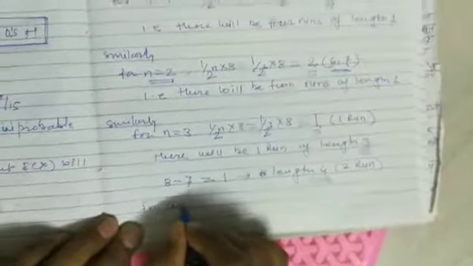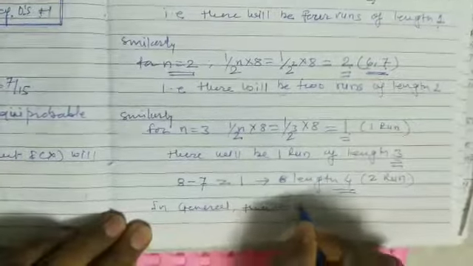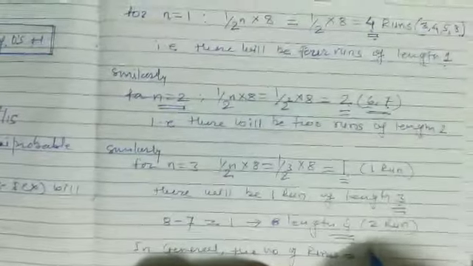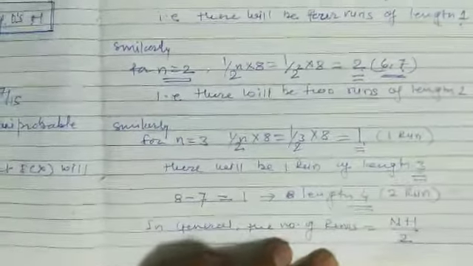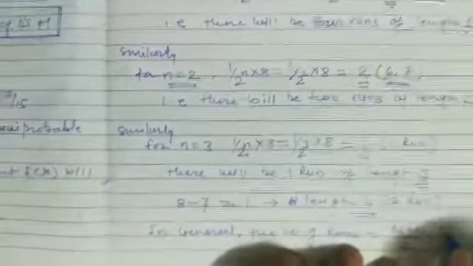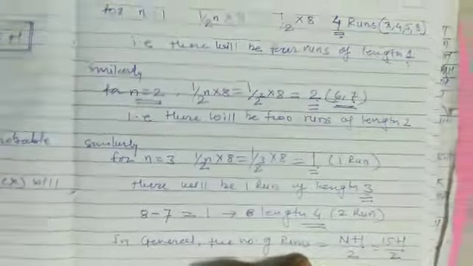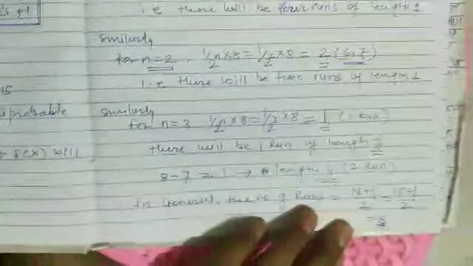Moreover, in general, the number of runs is given by the sequence length N plus 1, divided by 2. Here the sequence length is 15, so (15 plus 1) by 2 gives us 8. So if we see this PN sequence, we have 1, 2, 3, 4, 5, 6, 7 and 8 runs, which is verified again.